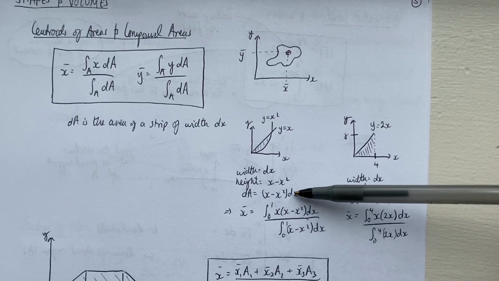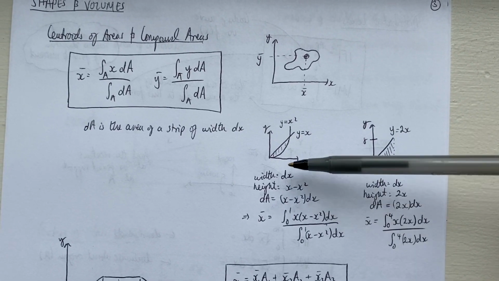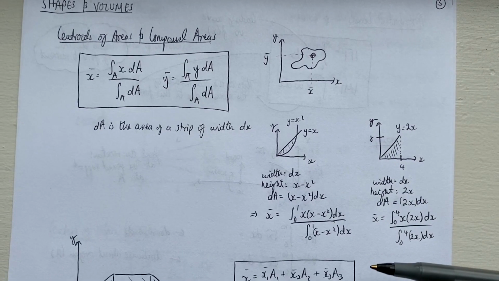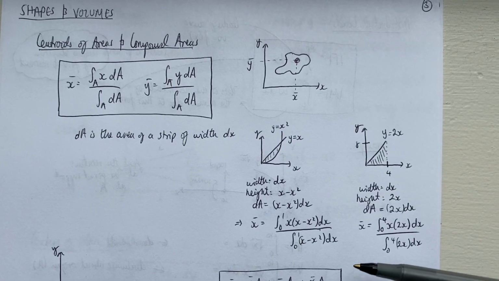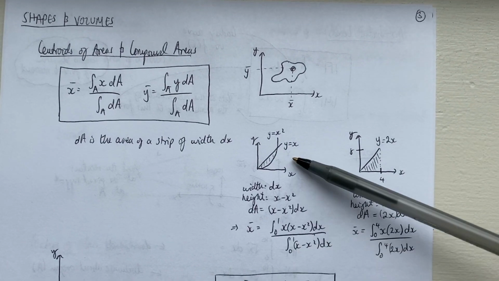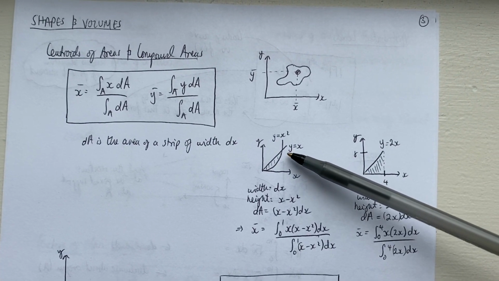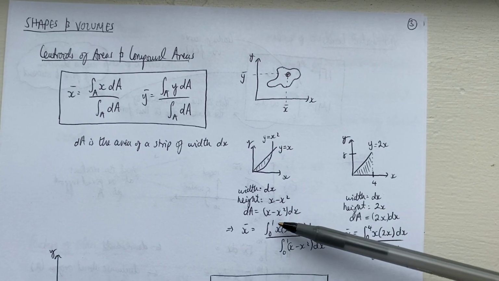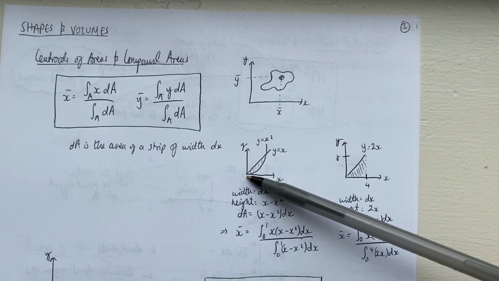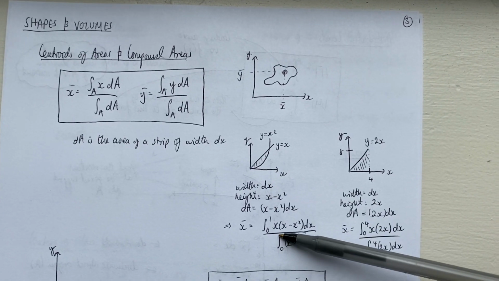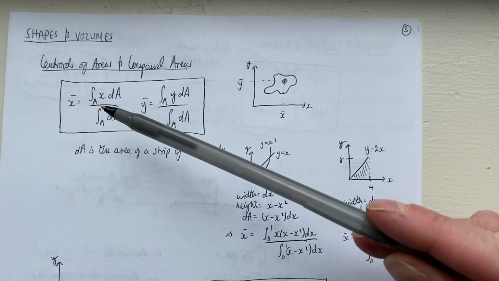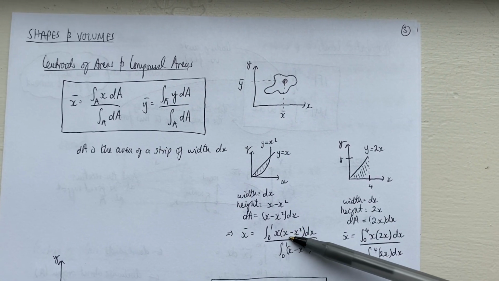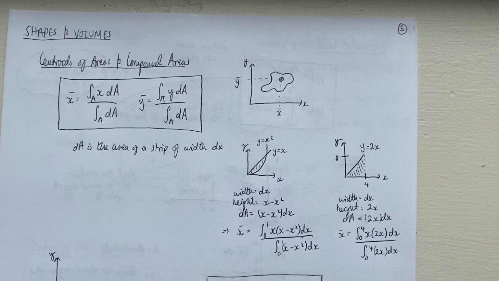And then once we have the quantity dA, then we can just plug that straight into the equation for the centroid of the area. So here y equals x and y equals x squared cross when x equals 1, right? So I'm integrating between x equals 0 and x equals 1 of x multiplied by dA, which I've just found here.